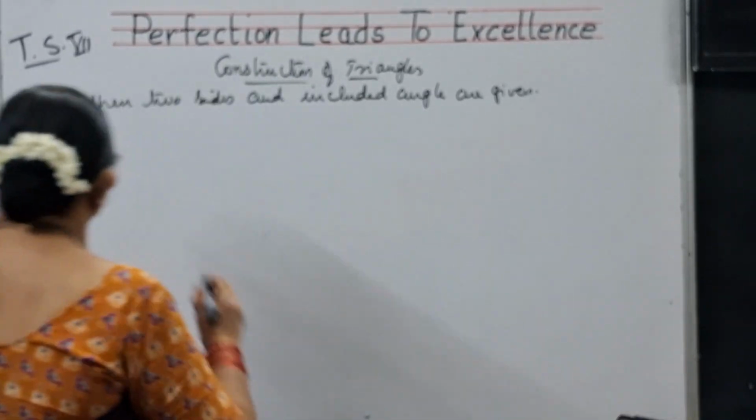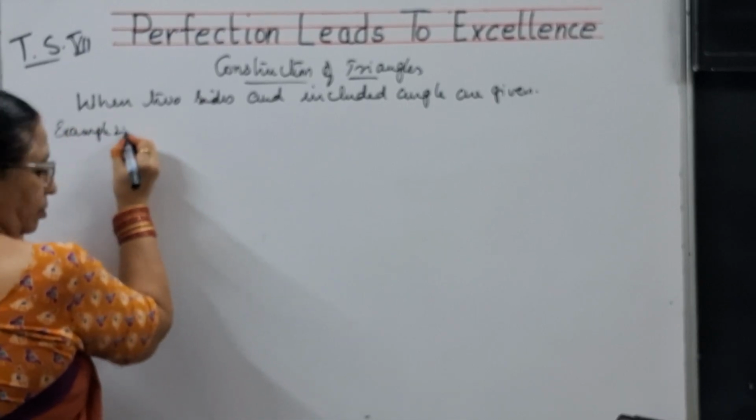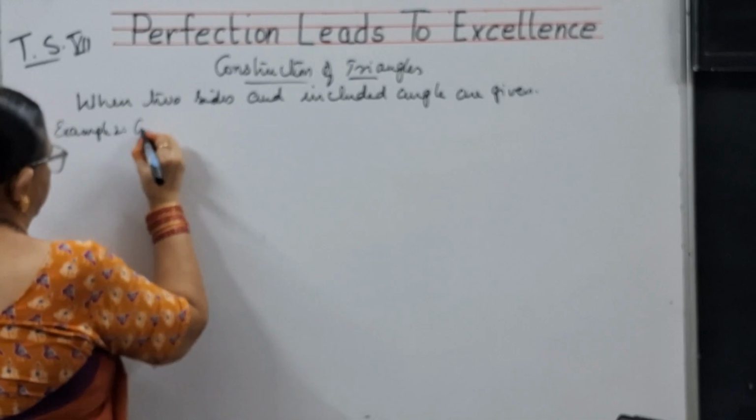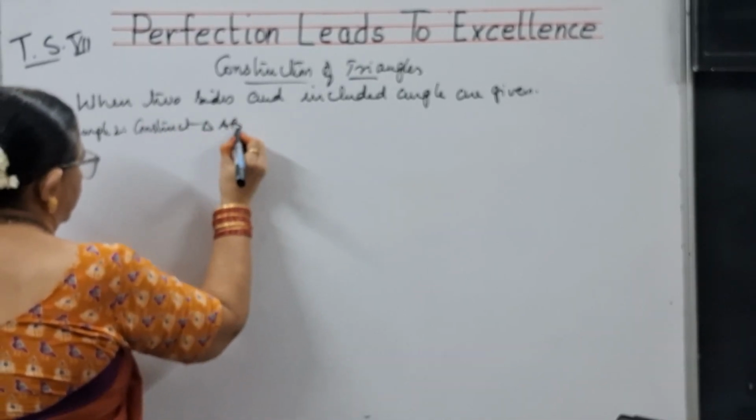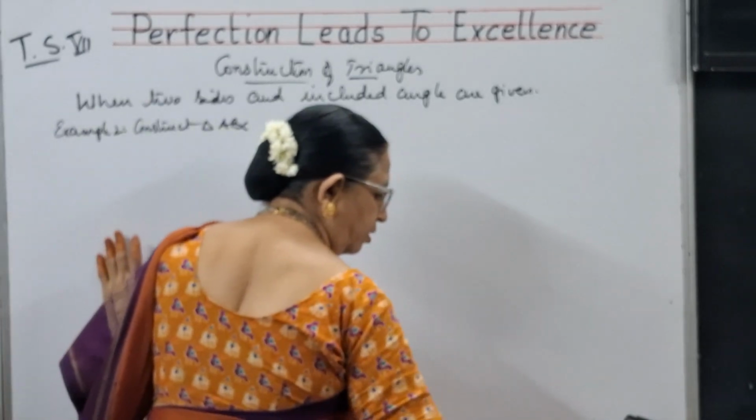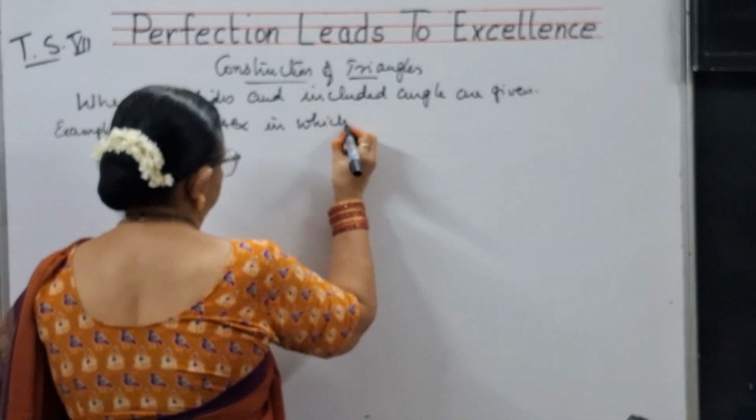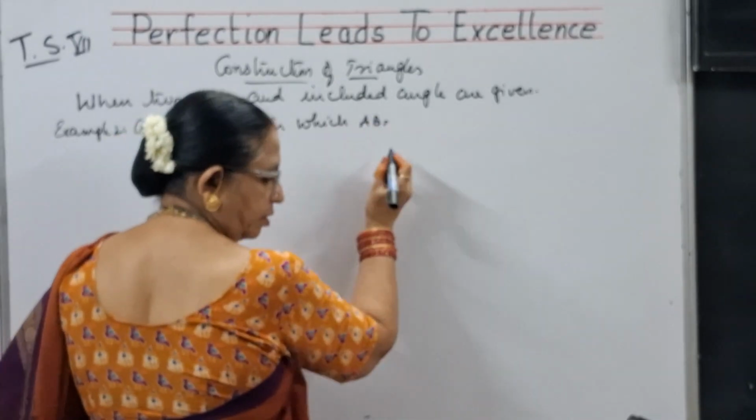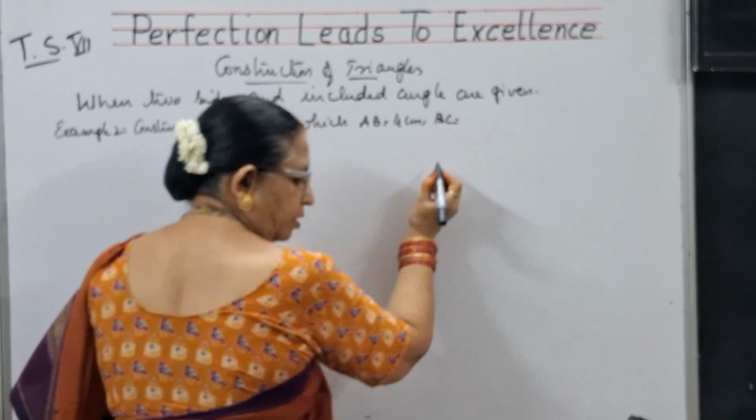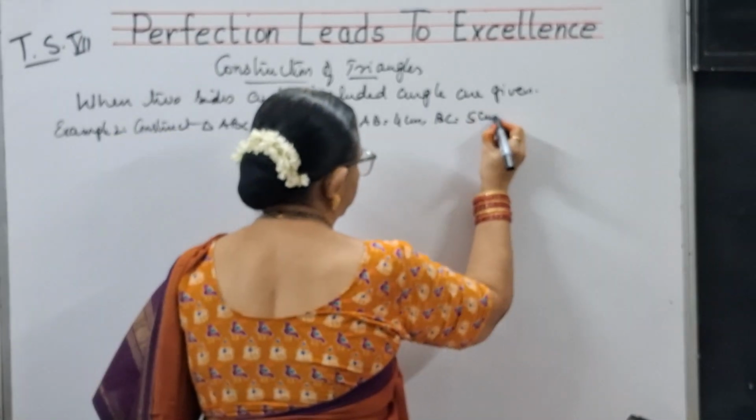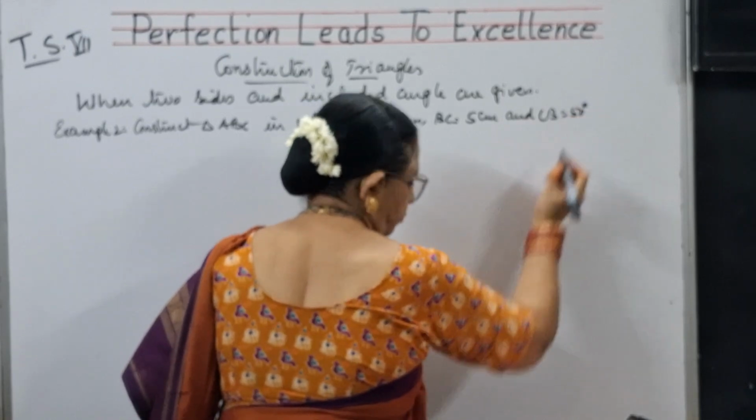You have got example 2, children. What is that example 2? You have to construct triangle ABC in which AB is equal to 4 centimeters, BC is equal to 5 centimeters and angle B is equal to 50 degrees.